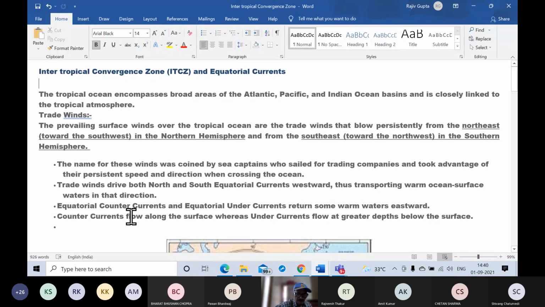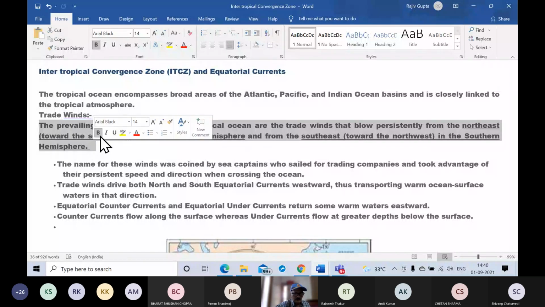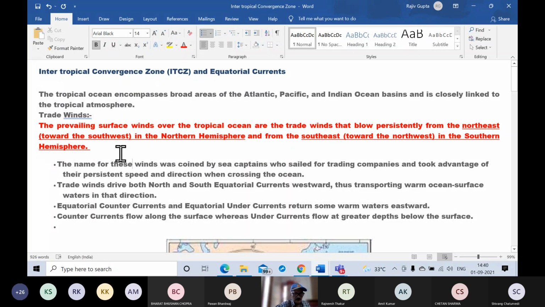Now, the winds which normally prevail over the tropical ocean are called trade winds. They blow from northeast towards southwest in the northern hemisphere and from southeast towards northwest in the southern hemisphere. Please remember trade winds. Why were they called trade winds? Anybody with an idea? Of course, they're winds, yes, but why were they addressed as trade winds?